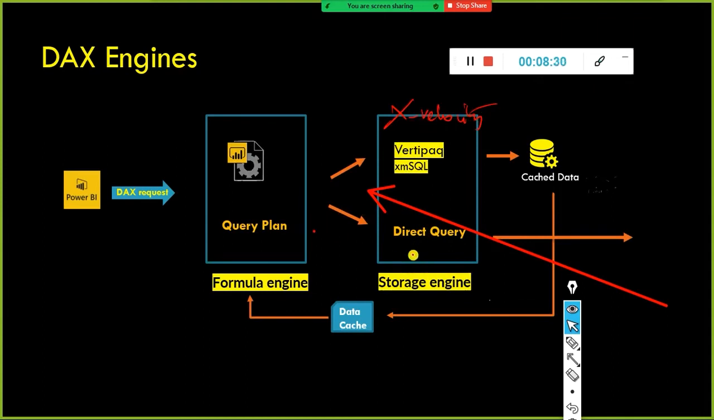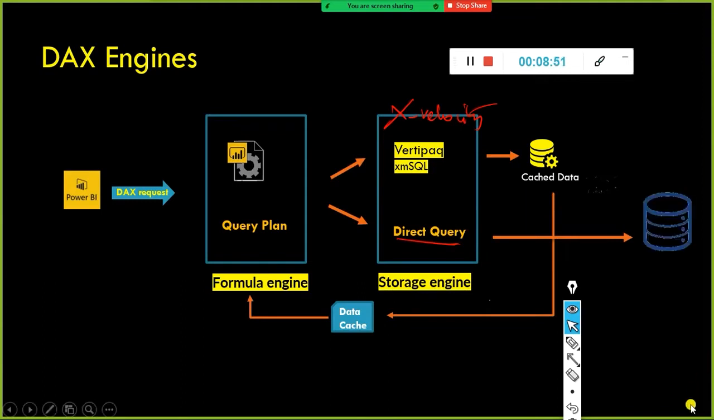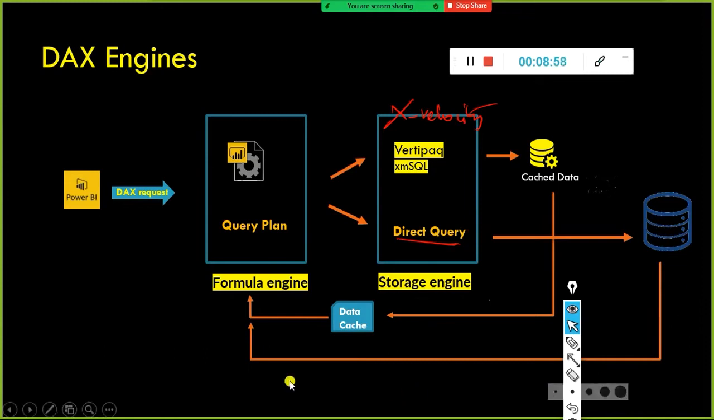So in the case of direct connectivity mode, instead of sending the query plan to Vertipaq, the query plan will be sent directly to your SQL server. Got it? The output of the query will get sent to your formula engine. So now you understood both connectivity modes, right?